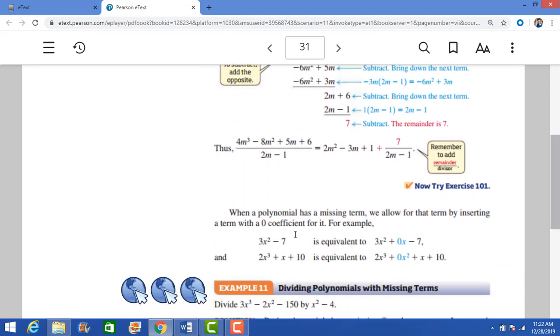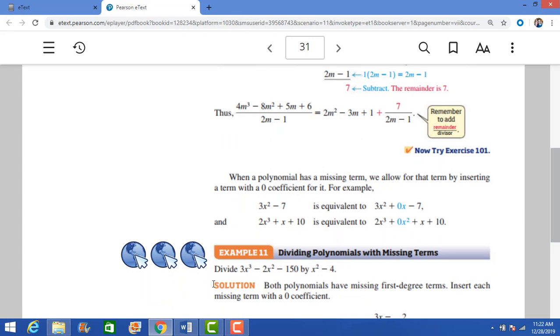Now, when a polynomial has a missing term, we allow for that term to be inserted by another term with a zero coefficient as a placeholder. Okay, so this can be written as this. And all we're doing is we're putting a zero coefficient in there as a placeholder. Okay, and this helps us make sure that we don't make mistakes when we're doing the long division. Now, in reality, we could get away with not having this with long division, but when we get to synthetic division, we must have the placeholder. So it's good to get into the practice of having this placeholder in here.